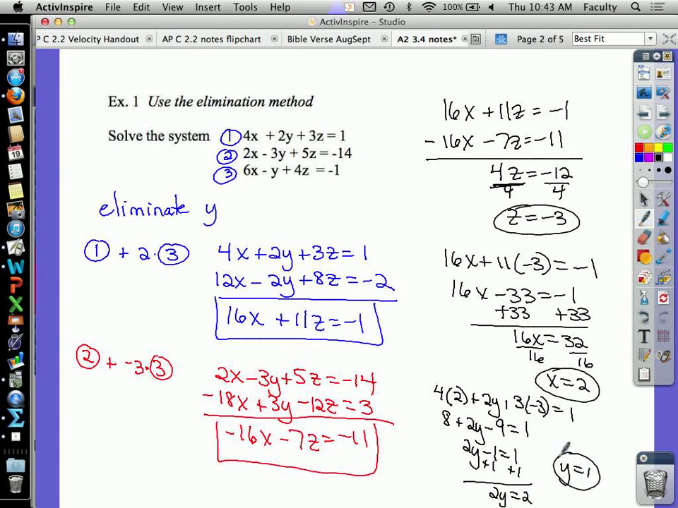If you remember that previous section that we did, solving a system by graphing, substitution, elimination, how did we always write our answer? An ordered pair, right? X comma y. Well, that's exactly what we're going to do here. They're going to be x comma y comma z. So this is 2 comma 1 comma negative 3. Okay? All right, let's do another one.